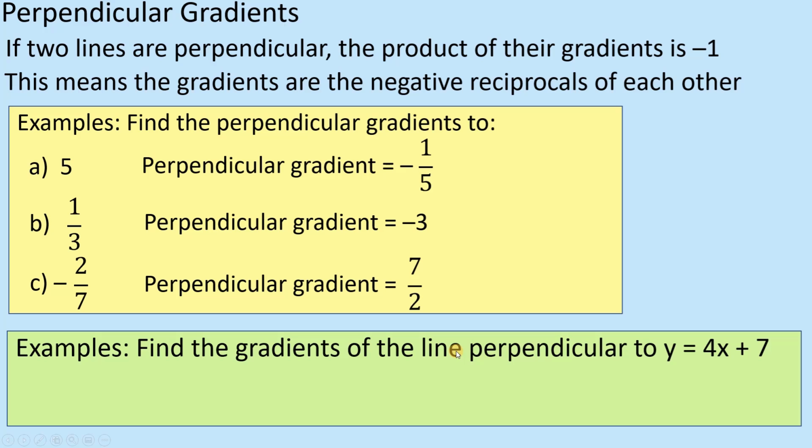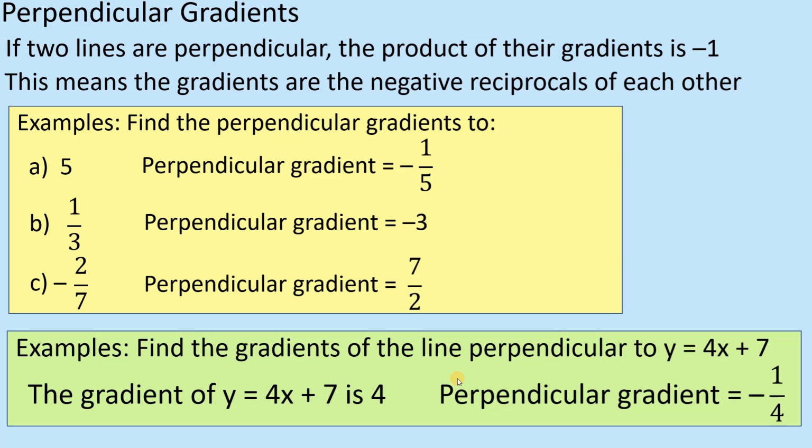Find the gradient of the line perpendicular to this one. This is in relation to y = mx + c, the equation of a line, and again there's another lesson on the equation of a line taking that format. So y = mx + c, where m is the gradient. The gradient of this line is 4, so the gradient of the perpendicular line to this one would be -1/4, because you change the sign and take the reciprocal.